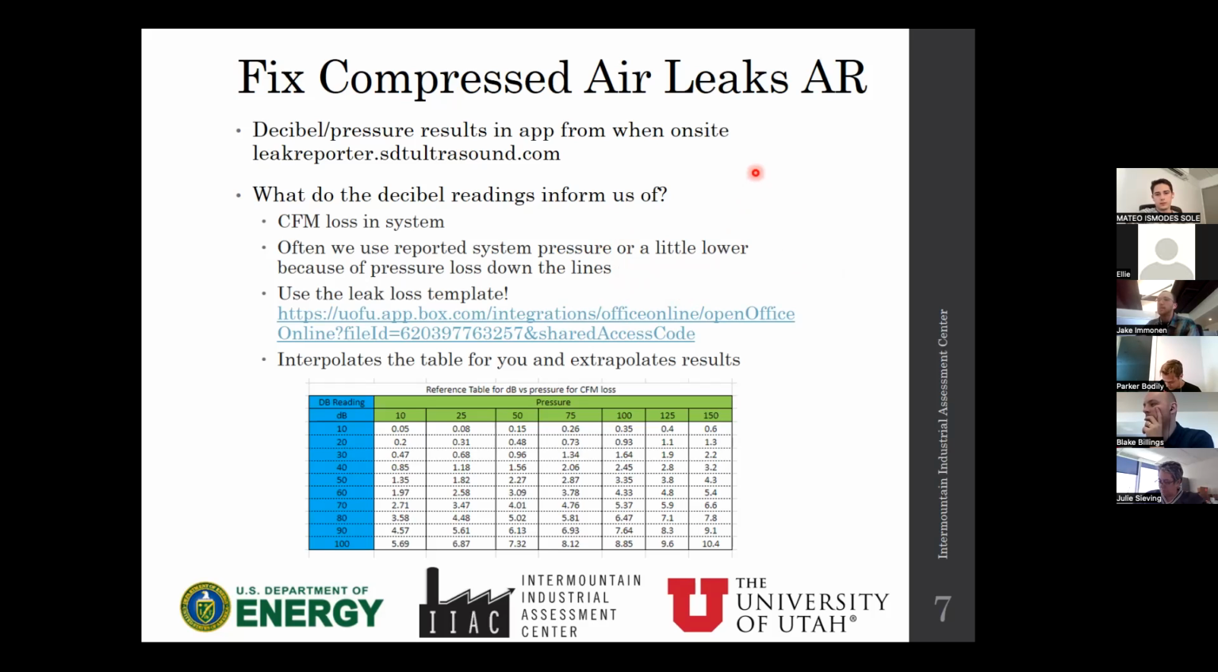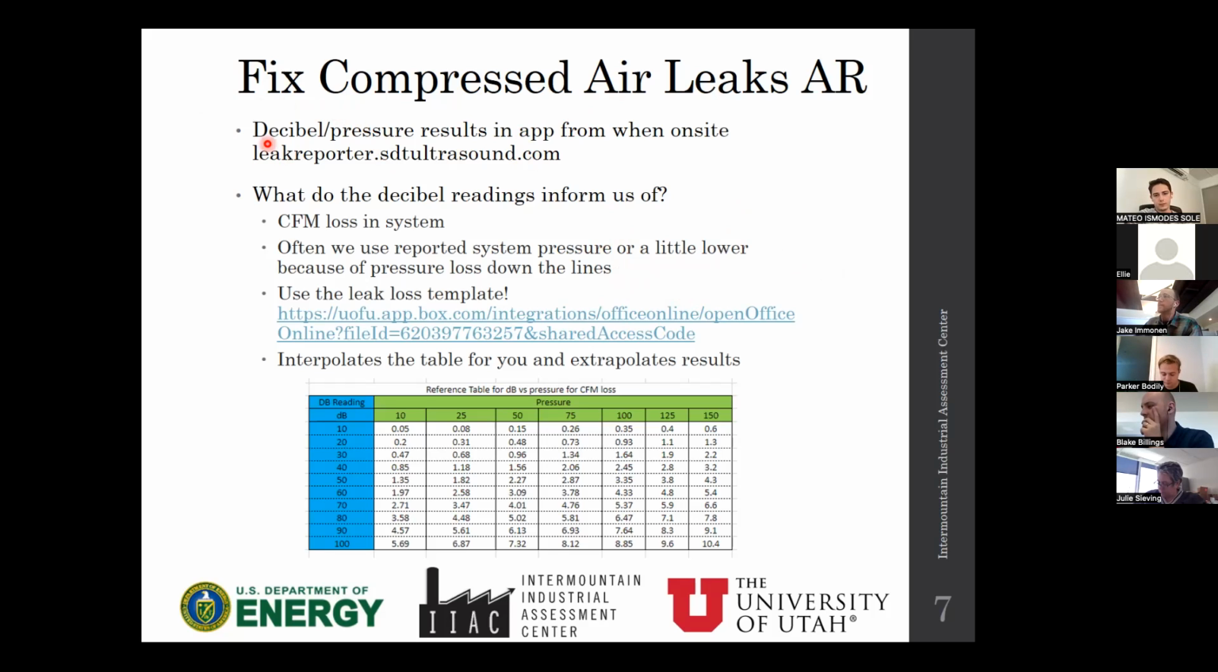Or if you're on site and you see a gauge near the place that you found the leak, that would be the most accurate. But I think typically we probably use maybe 10 PSI less than the system pressure. And I think that's a pretty good estimate.